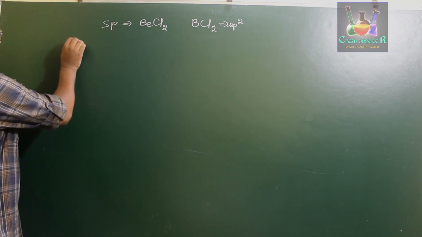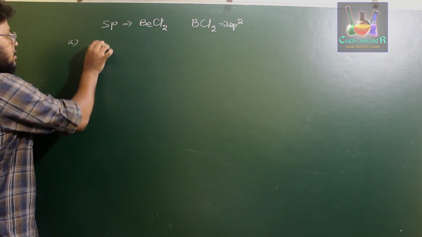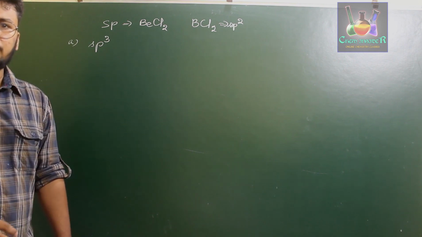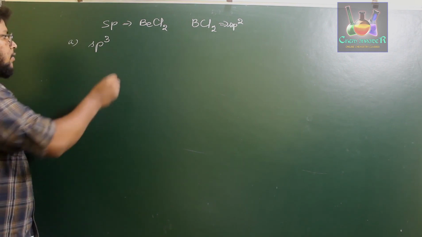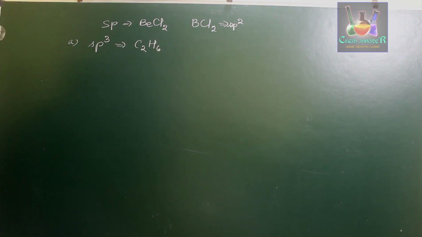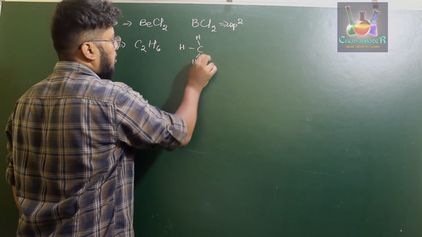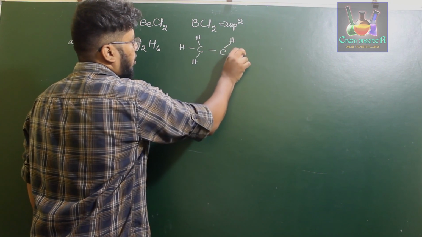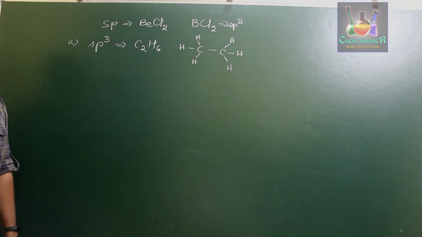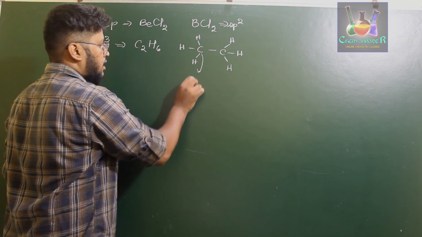Now, for an example of sp hybridization, or let us start with sp3 itself, you can consider an example where carbon undergoes sp3 hybridization. We discussed the structure of the CH4 molecule. Now let us consider an example of C2H6. C2H6 is nothing but CH3 with one more CH3 group bonded with it. Both carbon atoms present in C2H6 will be of the same hybridization, that is sp3.